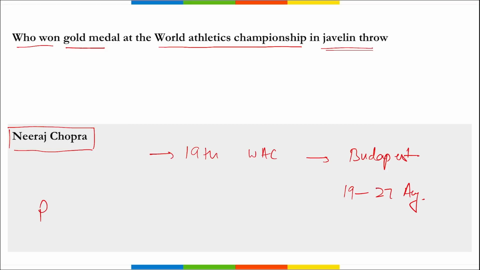Apart from this, remember Parul Chaudhary. She finished 11th in the final of the women's 3000 metre steeplechase. Then apart from this, Jeswin Aldrin finished 11th in the men's long jump with a final jump of 7.77 meters. And Neeraj Chopra has won the gold medal here in the World Athletics Championship that was held in Budapest, Hungary.